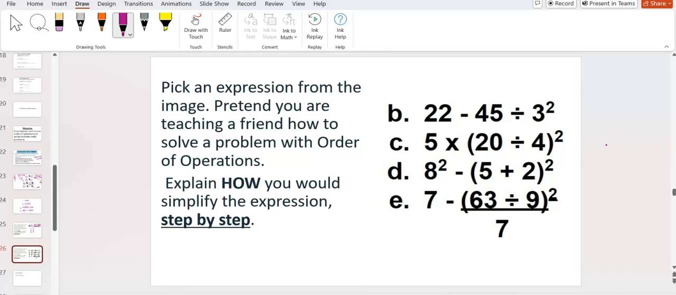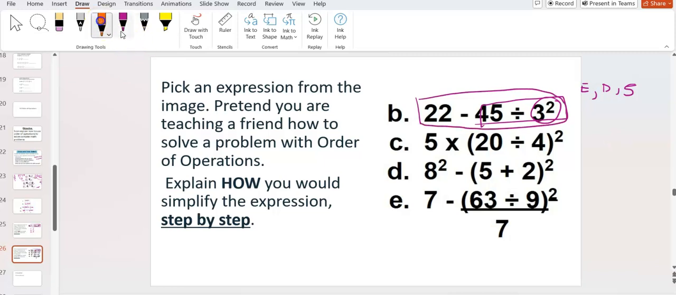All right, if I was doing problem B, the very first thing I would do is this exponent right here. So I would do exponents. Then I would do division. And then finally, I would subtract. Okay. If I was doing problem C, I would first do parentheses or grouping symbols. Then I would do the exponents to whatever that answer was. 20 divided by 4, I would raise to the second power. And then I would multiply.